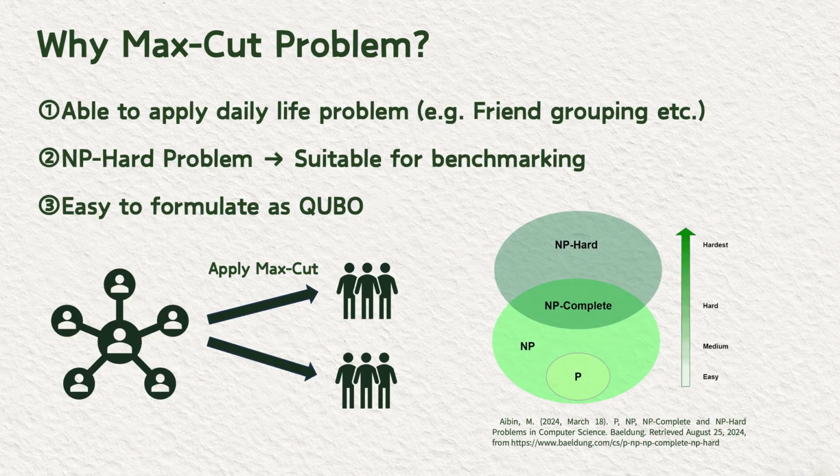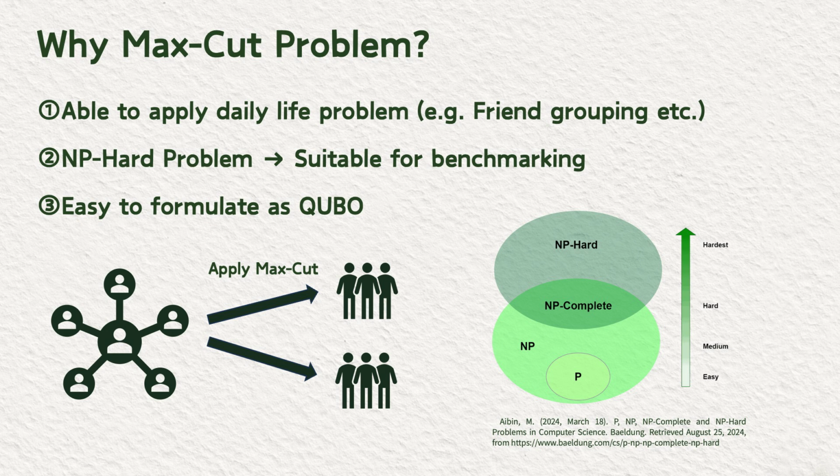Now, why did I choose the max-cut problem as a cost function for this study? There are 3 main reasons. First, it allows us to approach real-world problems. For example, if you have a graph representing friendships and want to group friends in such a way that as few of them as possible end up in the same group, this can be formulated as a max-cut problem. In the next slide, we will actually solve a grouping problem.